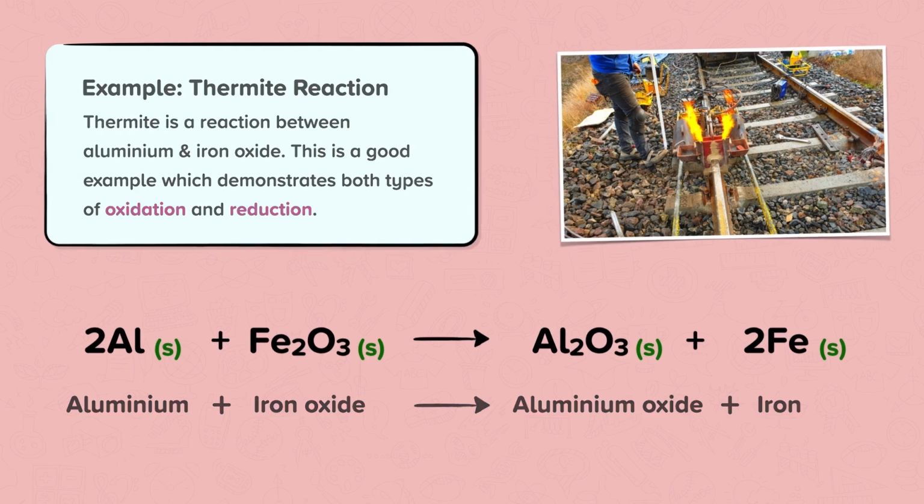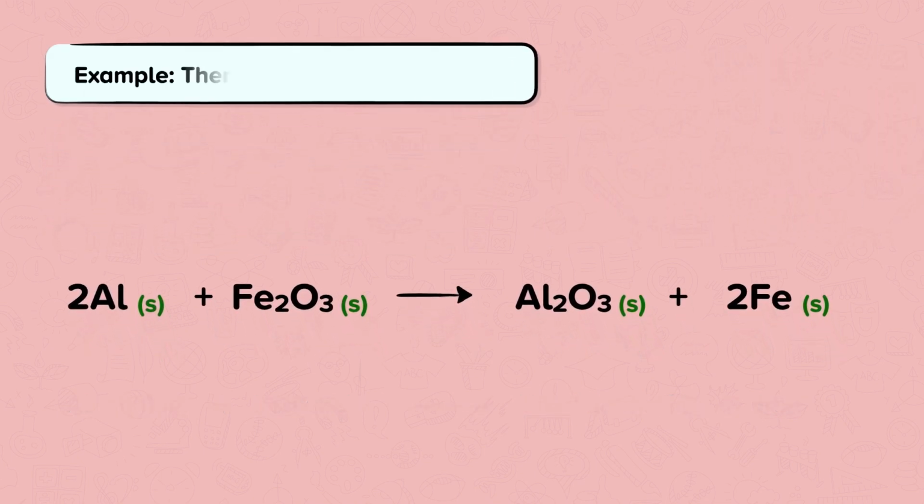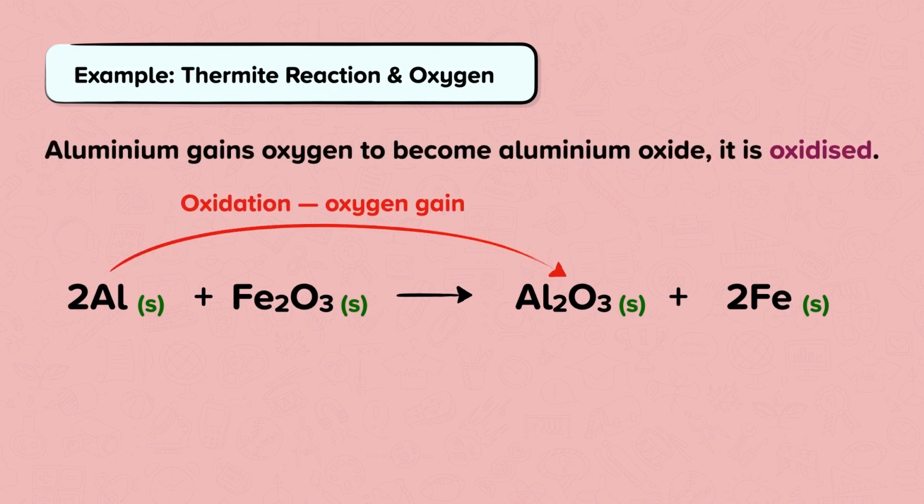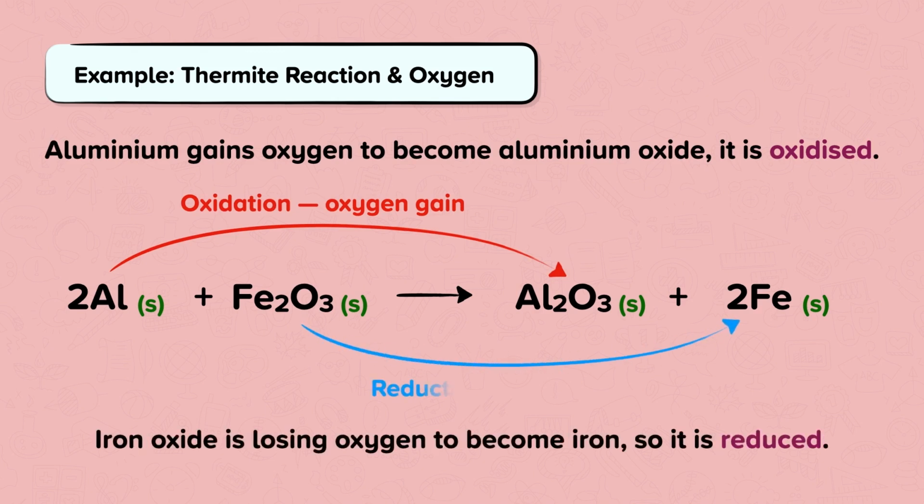Let's look at the thermite reaction firstly in terms of oxygen. We can see that the aluminium is not bonded to oxygen at the start, but it is at the end. So it has gained oxygen. It has been oxidized. This shows us oxidation. The opposite is happening to the iron, however. It starts with oxygen bonded to it and loses this oxygen to become iron during the reaction. It is therefore reduced, and this shows reduction.